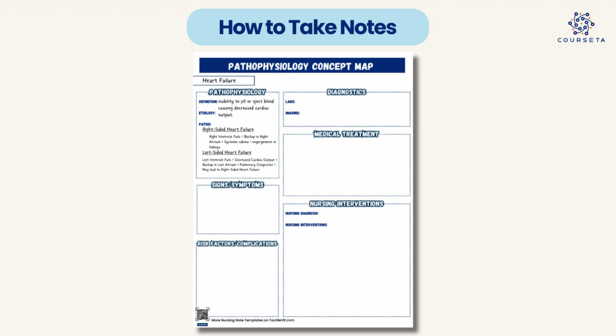Signs and symptoms are typically related to the pathophysiology, so it's going to help you connect the dots there, right? So you understand the pathophysiology, and the signs and symptoms relate. So with heart failure specifically, we can write down the difference between right-sided heart failure and left-sided heart failure. Then going on to risk factors and complications, as those are also heavily related to your pathophysiology.